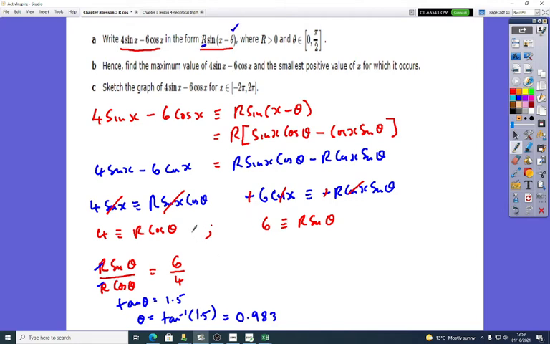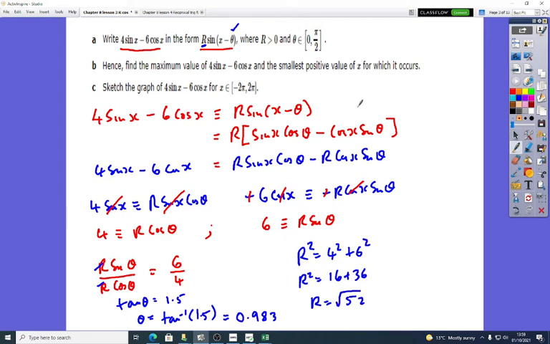Now you don't need to do r the long way. All you can say is r squared is the same as 4 squared plus 6 squared. You don't need to prove it each time, because when you square it, cos squared plus sine squared becomes 1, so they will go. That's the reason why we do it. So r squared equals 16 plus 36, which is 52, so r will equal root 52.